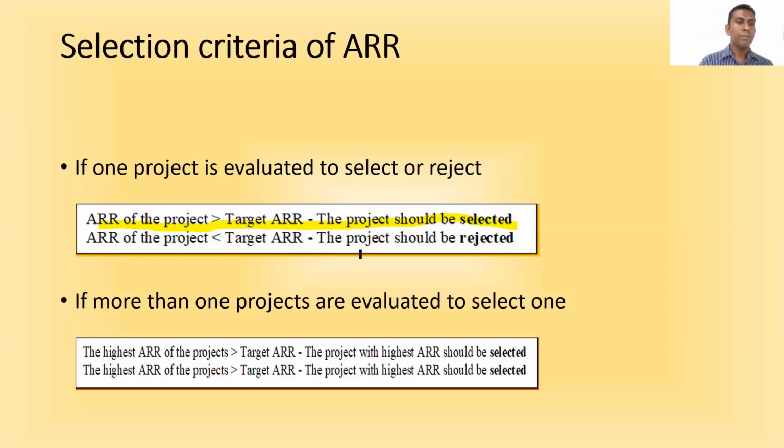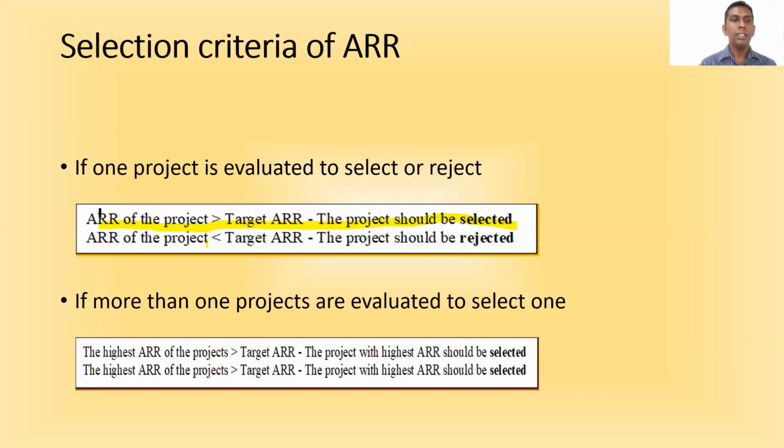Coming to this point, if the ARR of the project is less than the target ARR, the project has to be rejected. Suppose project A generates only 18% accounting rate of return and our target is 20%. We can't select that project to invest. That has to be rejected.